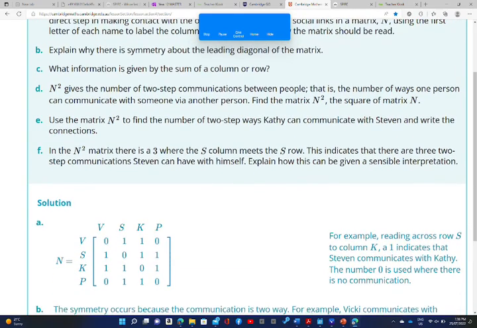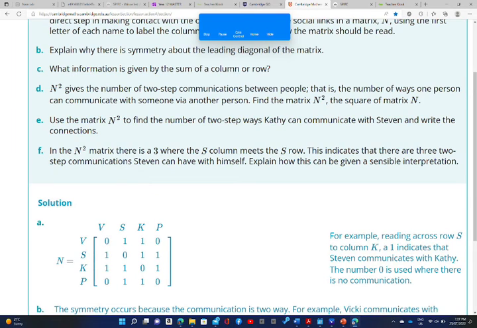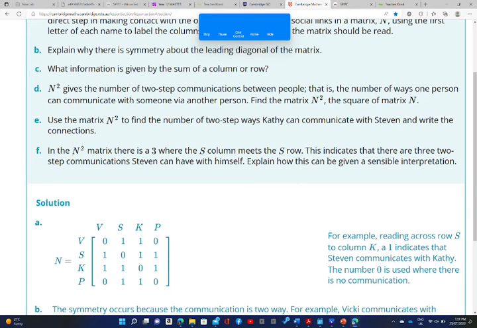So it says, explain why there is symmetry about the leading diagonal of the matrix. So in other words, it's not just the diagonal this time, which is all zeros, but the entire thing. And that's because each person, the communication goes both ways. So, for example, if there's one connection from Vicky to Stephen, it's also connected Stephen to Vicky, right? So you're going to get the same number of connections above that diagonal of zeros as well as below. They're not always going to be ones, right? You could have different connections, different numbers of them, but it's always going to be symmetrical.